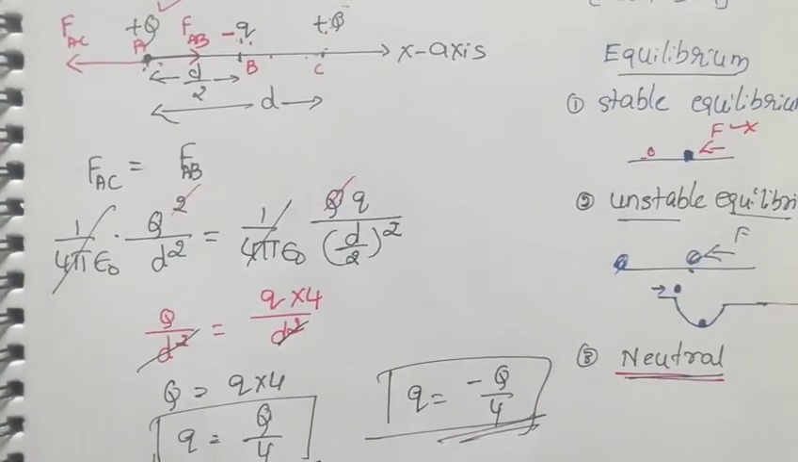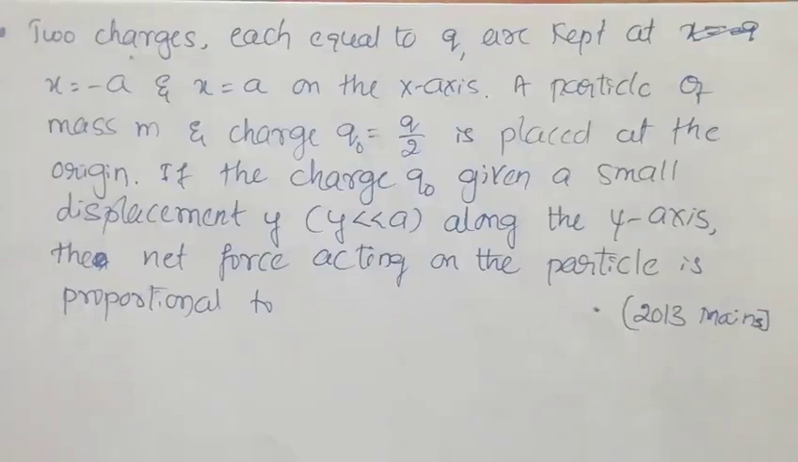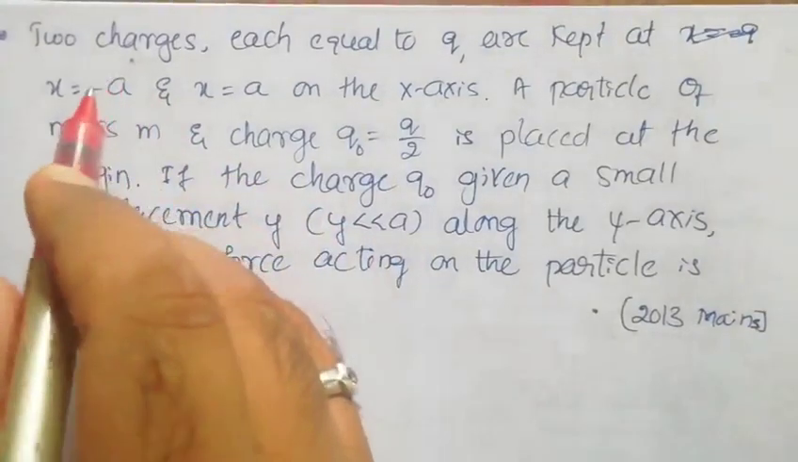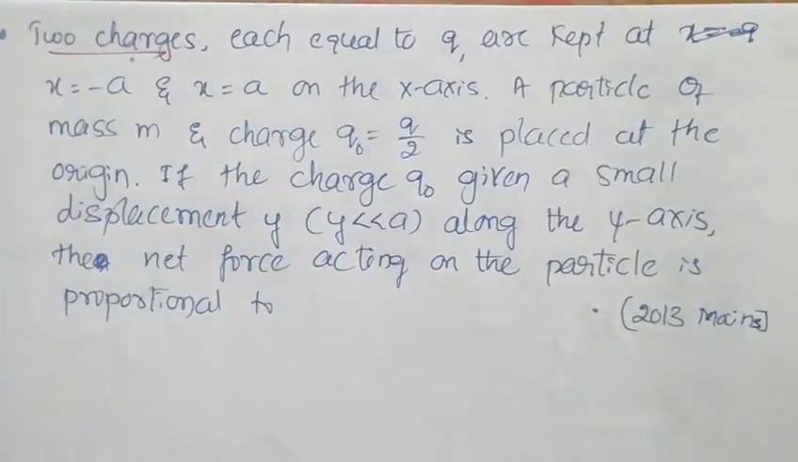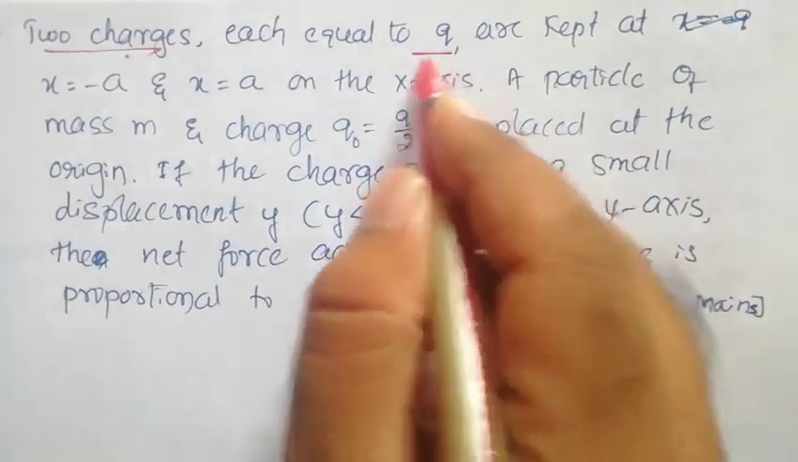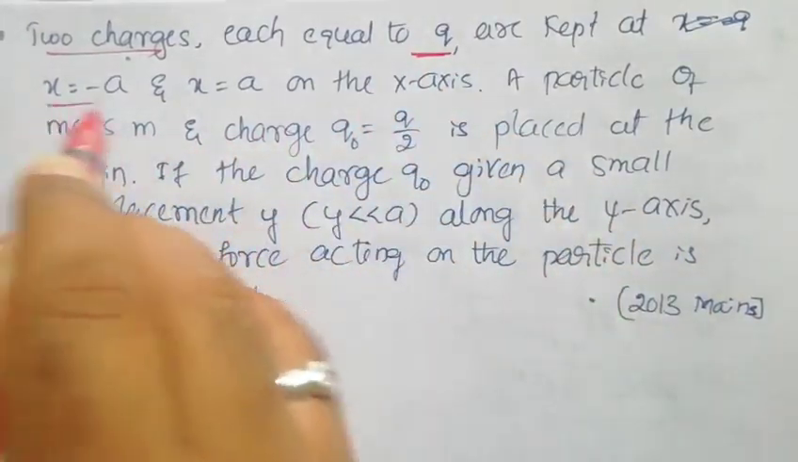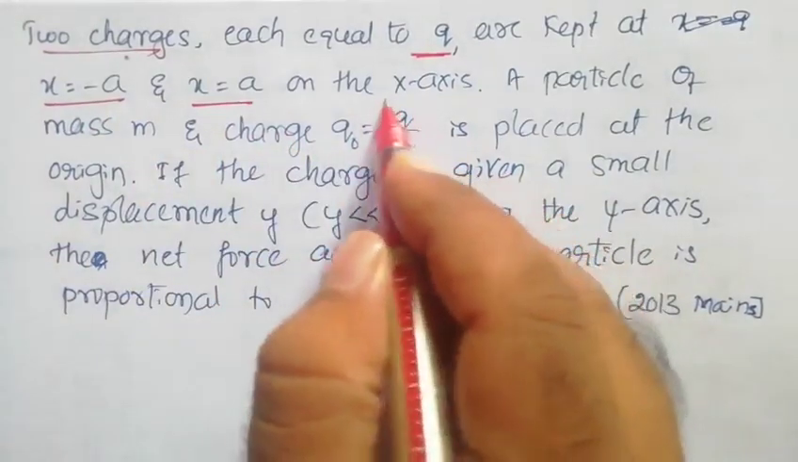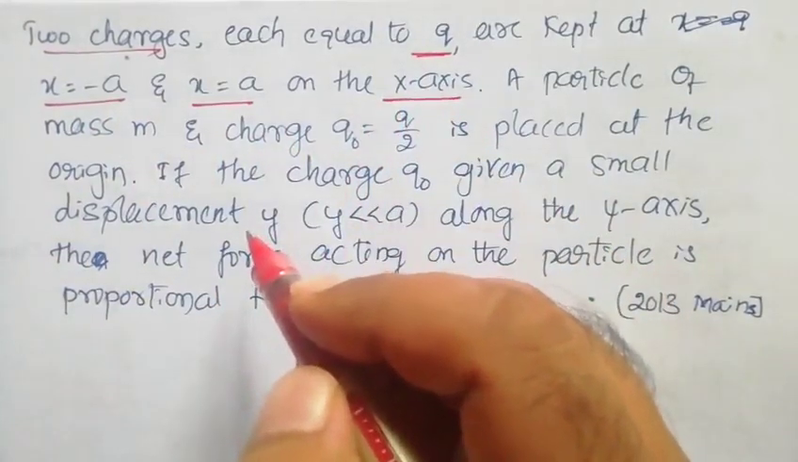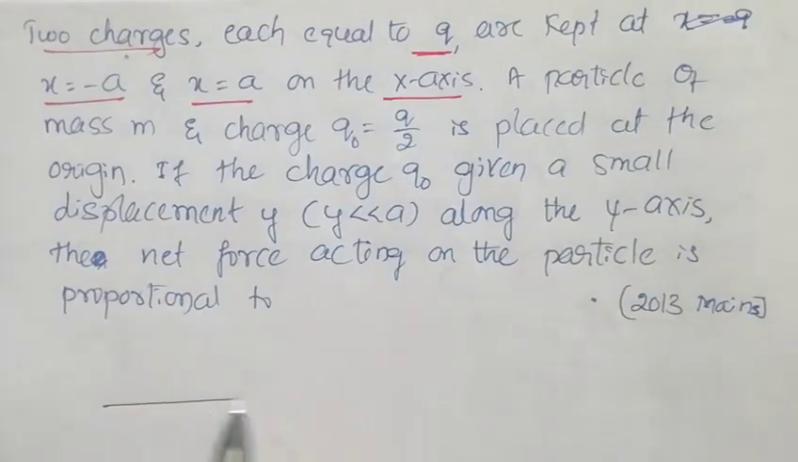This is the concept of equilibrium. Okay, so we move on to the next question. Look at the question now. There are two charges, each equal to Q. They are kept at x equal to minus a and x equal to plus a on the x-axis. So if you take an x-axis, let me write an x-axis. There is an x-axis here.